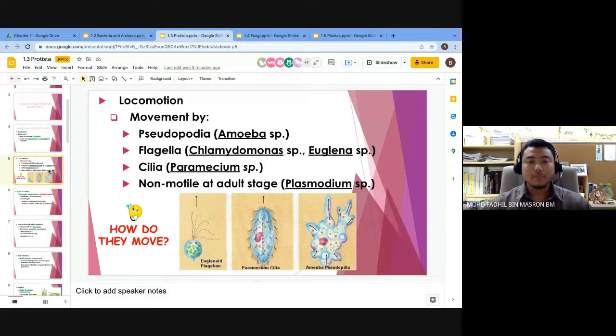Okay. Now, syarat-syarat lain lagi, karakteristik dia yang lain lagi adalah dia punya mode of locomotion, cara pergerakan dia. So, dia bergerak hanya sama ada menggunakan pseudopodia, ataupun bergerak menggunakan flagella ataupun bergerak menggunakan cilia. Ataupun non-motile, so dia hanya ikut arus sahaja. So, korang bergerak cara pseudopodia, flagella atau cilia ke? Takkan. So that's why korang tak boleh nak masuk dalam kingdom ni.